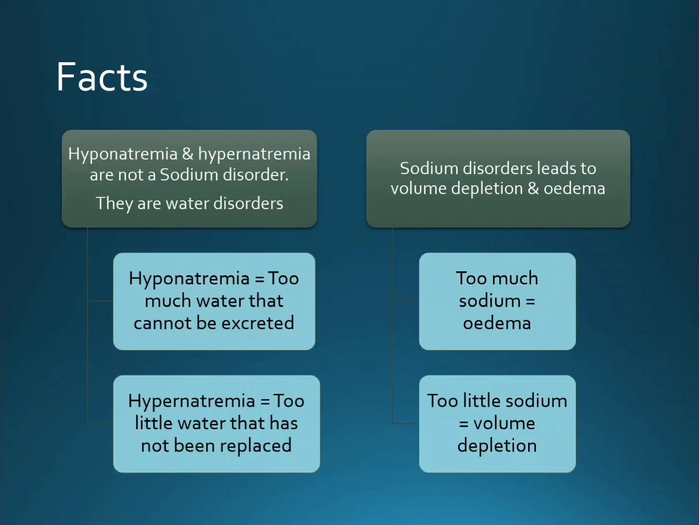So hyponatremia and hypernatremia are not a sodium disorder. They are water disorders. So hyponatremia means too much water in the body that cannot be excreted. Hypernatremia, on the other hand, is too little water that has not been replaced. The terms hyponatremia and hypernatremia might be confusing to a lot of you because it implies that there is a problem with the sodium, but that's not the case.